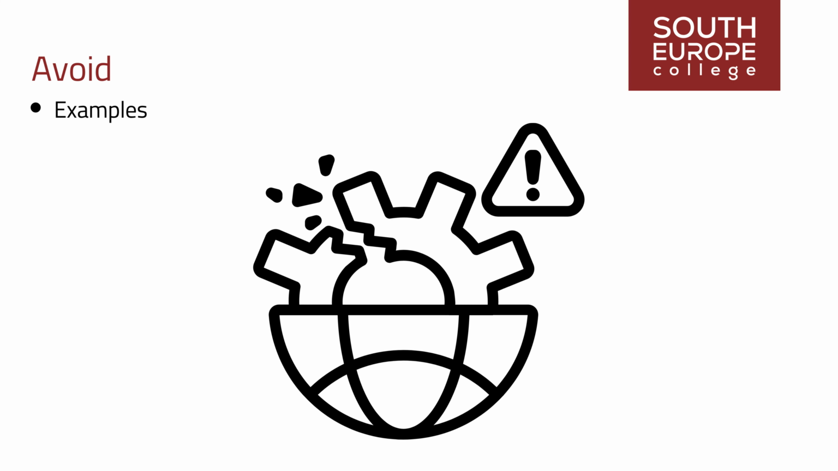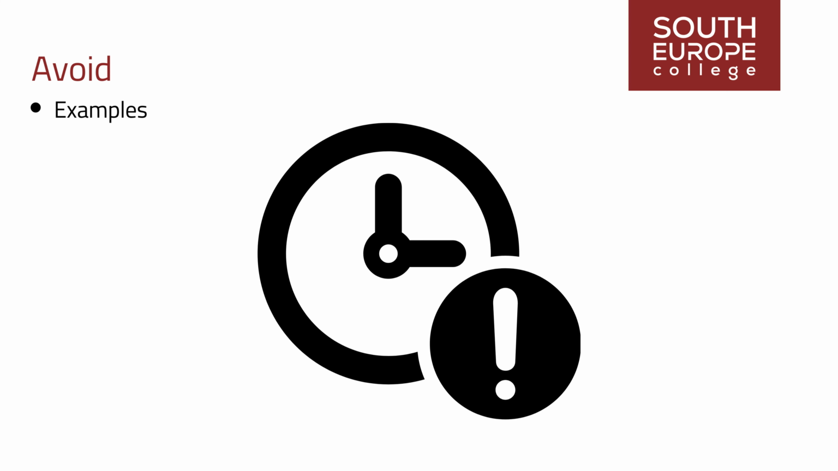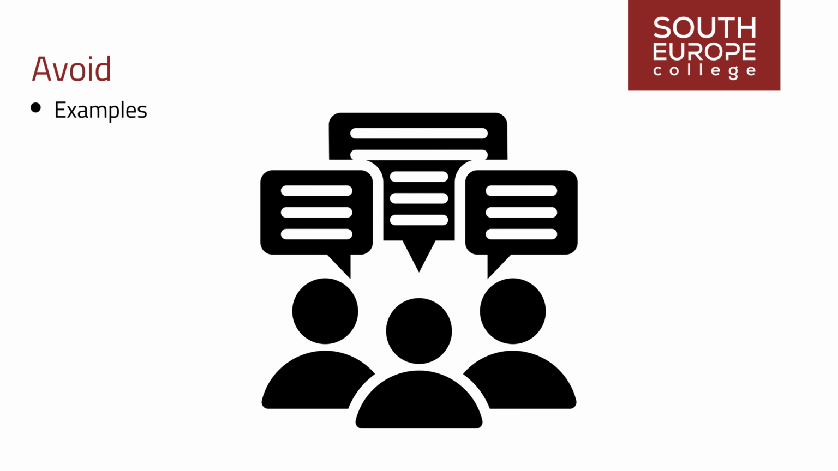Example 2. A construction project faces a significant risk of delays due to inclement weather conditions during the planned construction period. To avoid this risk, the project manager decides to schedule critical construction activities during the dry season, minimizing the likelihood of weather-related disruptions. Example 3.